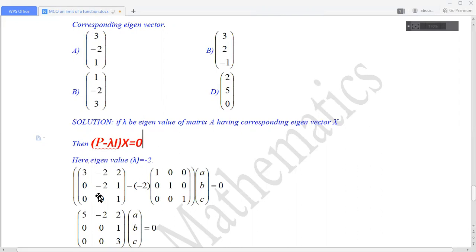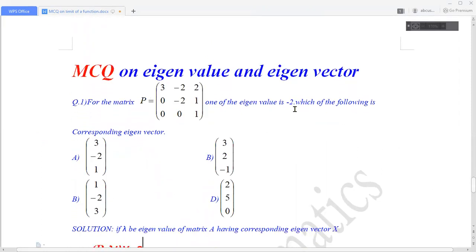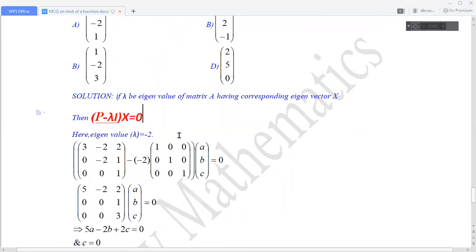Here in this system we just substitute the value of P. P is this matrix, minus lambda, where lambda is the eigenvalue. In our question it is given that the eigenvalue is -2, so the value of lambda is -2. Let's go ahead. In this system we substitute the value of P, and lambda is -2, times I, where I is the identity matrix of the same size as the matrix.